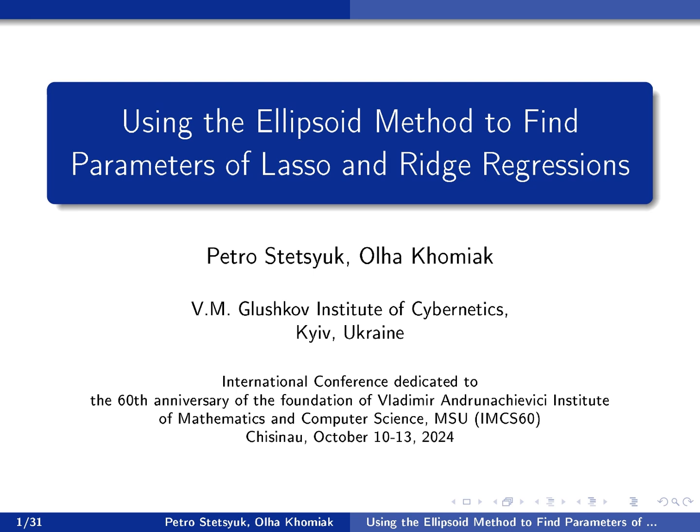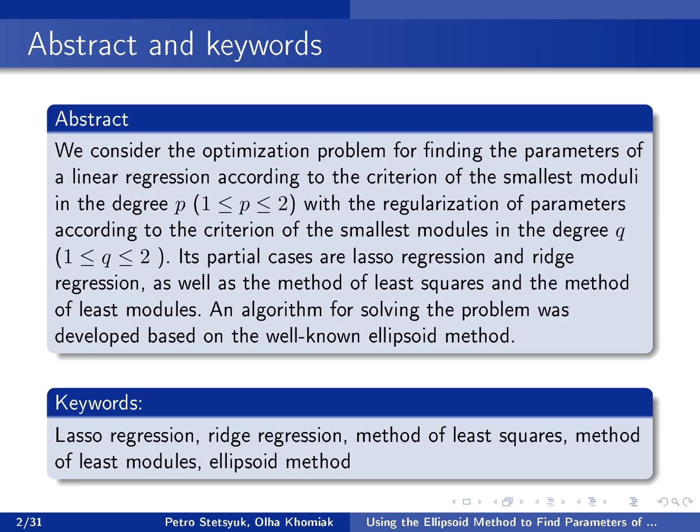Dear participants of the conference dedicated to the 6th-decade anniversary of the Institute of Mathematics and Computer Sciences of the Republic of Moldova, we present a report called Using the Ellipsoid Method to Find Parameters of Lasso and Ridge Regression. The authors of the report are Stetsyuk and Khomiak. We represent the V.M. Glushkov Institute of Cybernetics, Kyiv, Ukraine.